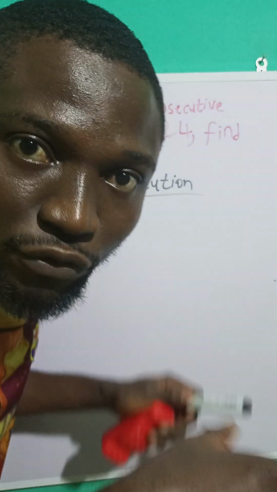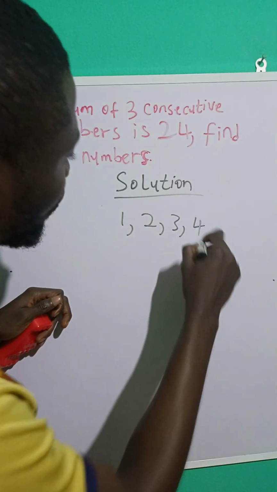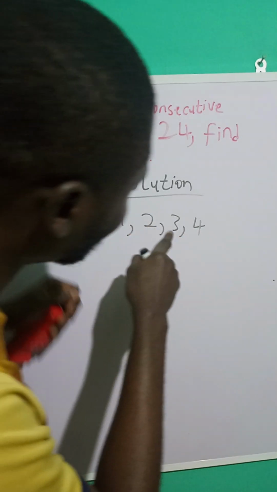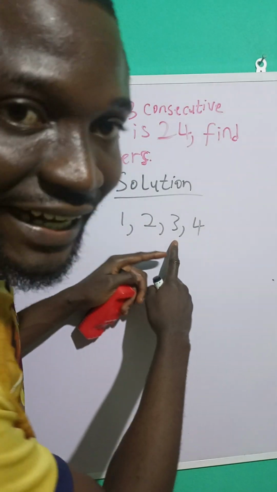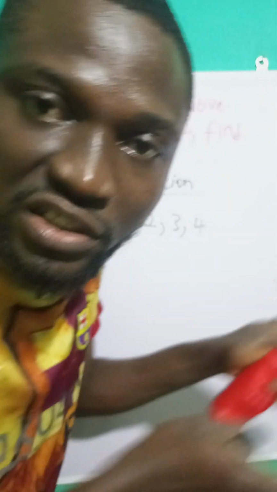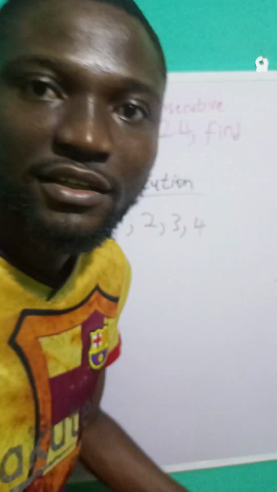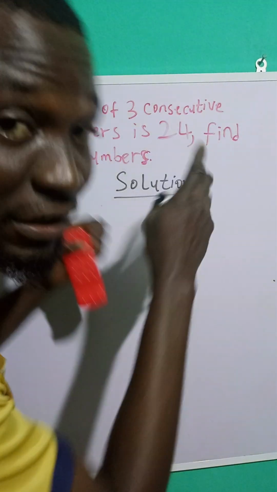Let me give you an example of what is consecutive. Like this: 1, 2, 3, 4. If you count 1, 2, 3, 4, it is consecutive. But if you count 1, count 2, and skip 3, and now count 4, it is no longer consecutive. Why? Because it does not follow one another. So for anything to be consecutive, it follows the same pattern in a continuous series. So now, the sum of three consecutive numbers.